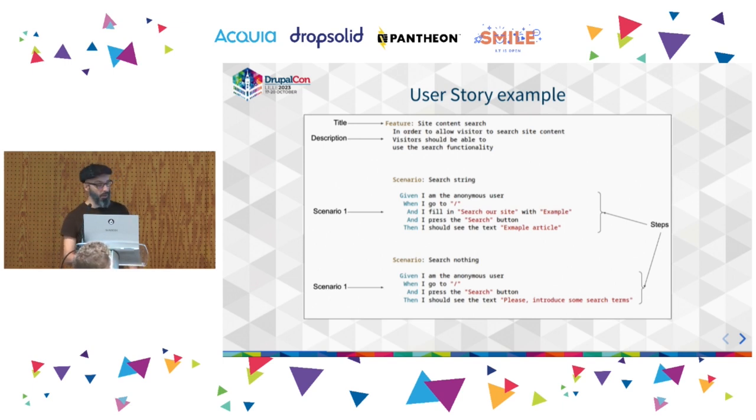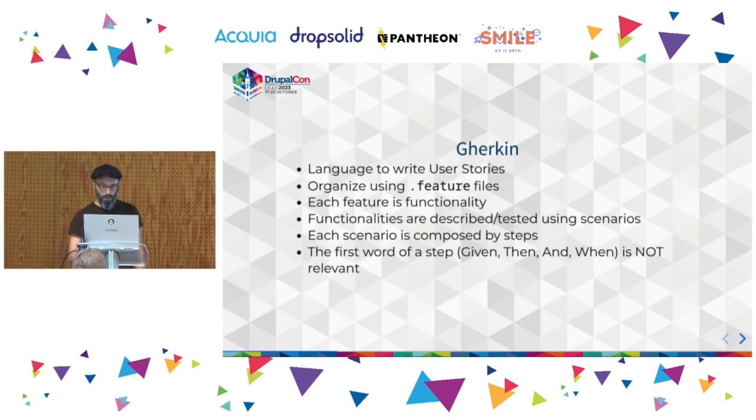And the second scenario is, let's say, an error where the user tries to search, but there are no search terms typed. So the user should see an error saying that the user needs to write something. So this is a user story with two scenarios. And as you see, each scenario has steps.